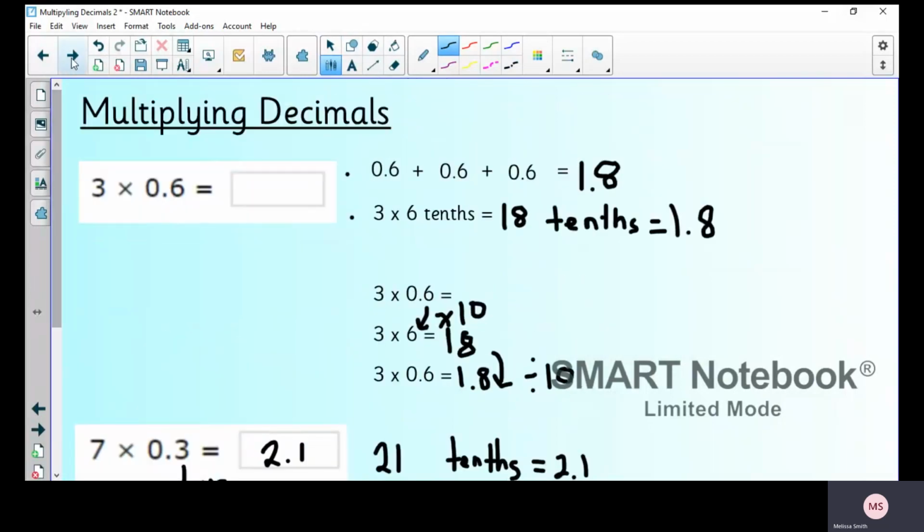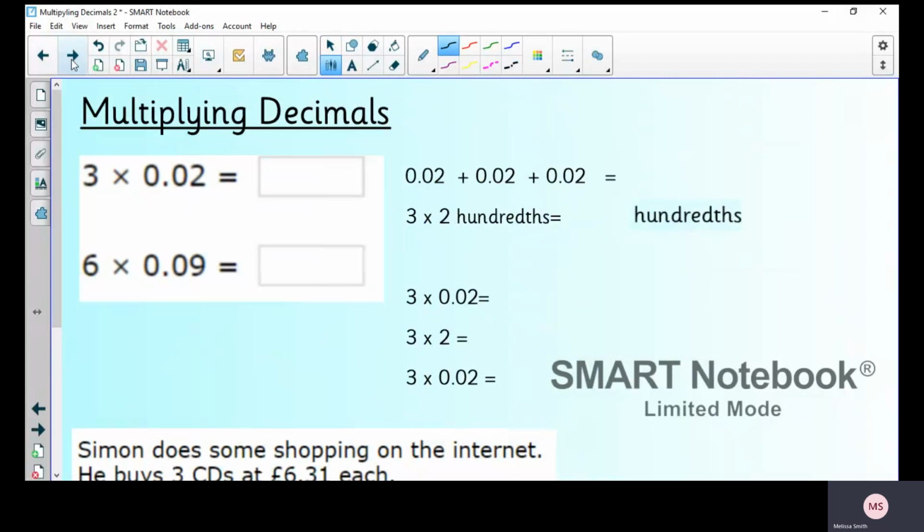Now let's have a look at the next slide. Right, these questions here are a little bit more tricky. Why are these questions trickier? Well, we've got another decimal place. We've got 2 decimal places this time, but the methods that we use are still the same. We've got repeated addition. We could use the worded method.